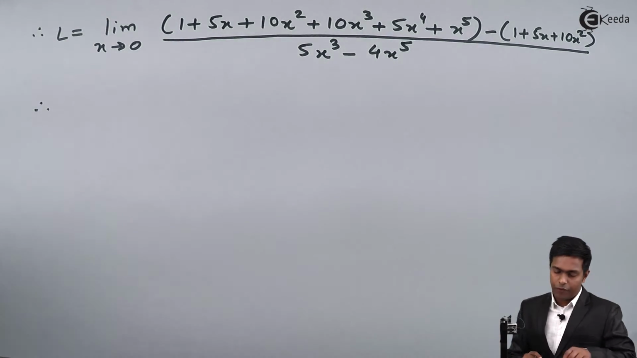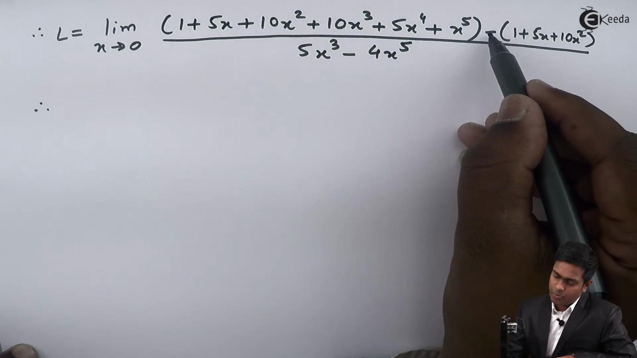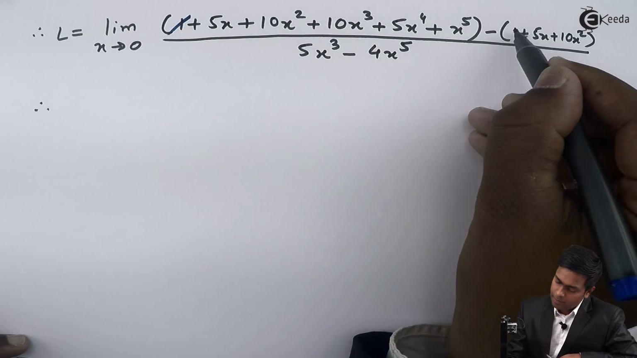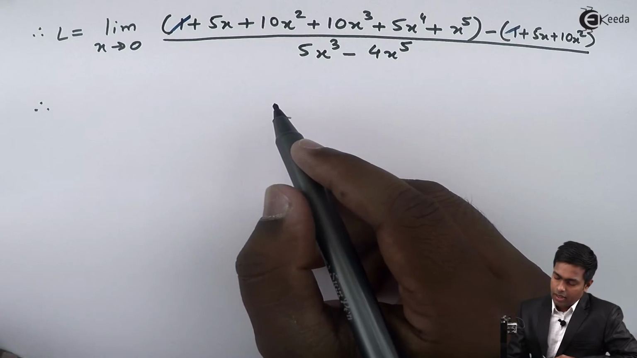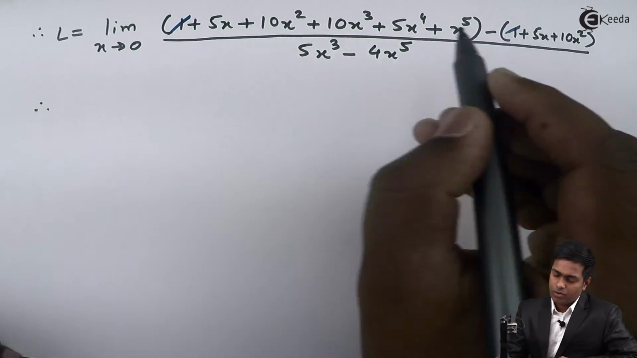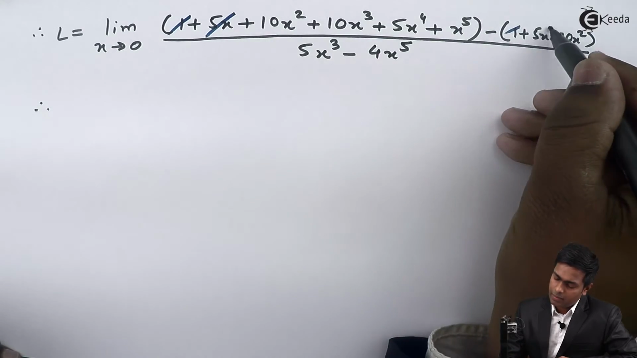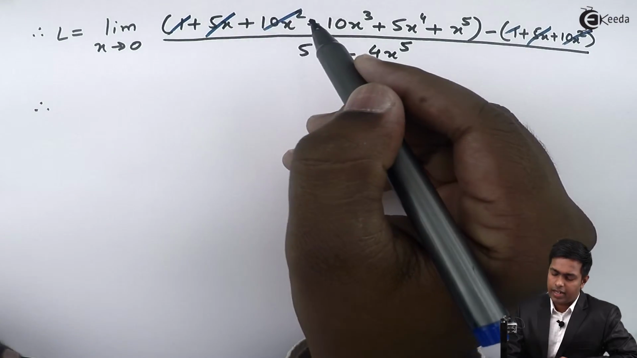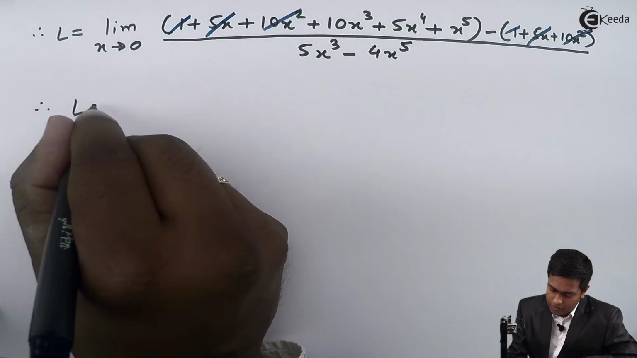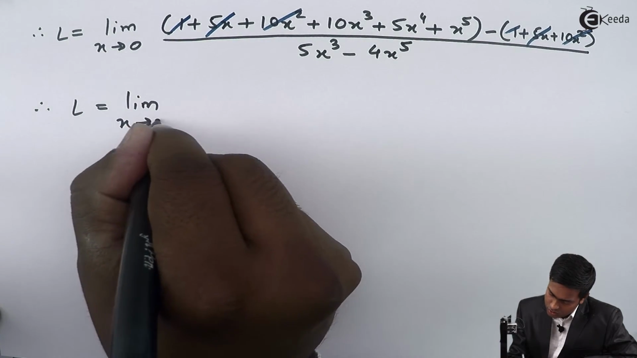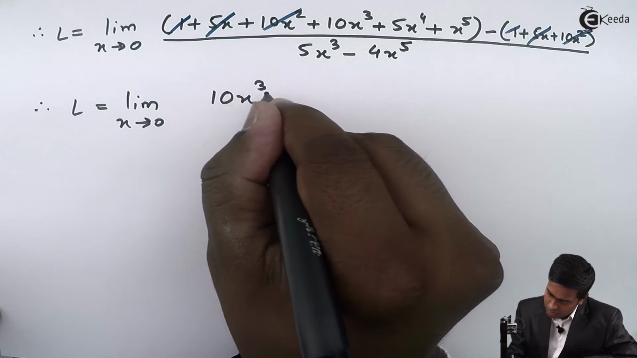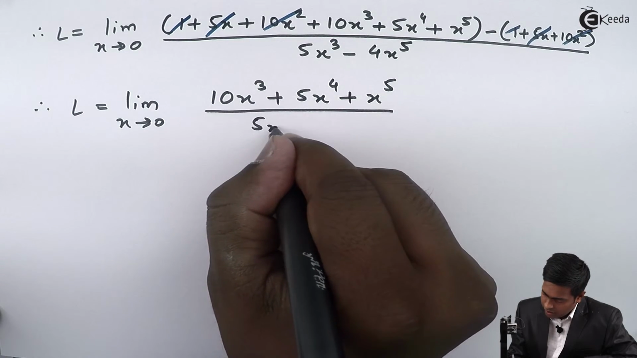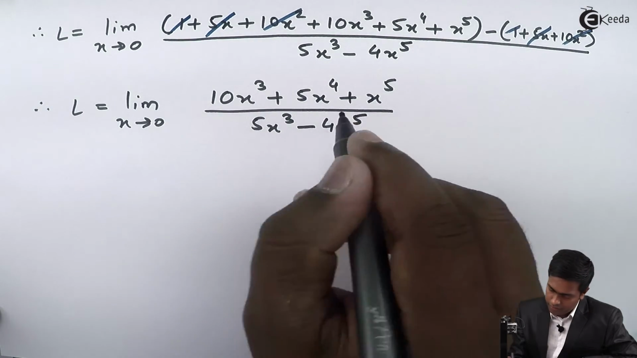So therefore, if you observe here, due to this minus sign, this 1 will become minus 1. So we can cancel this positive 1 and minus 1. Next this 5x will become negative, so I am again cancelling plus 5x and minus 5x. Similarly, this 10x square will become negative, so minus 10x square and 10x square will be cancelled. So hence we will get L as limit x tends to 0, 10x cube plus 5x raised to 4 plus x raised to 5 upon 5x cube minus 4x raised to 5.